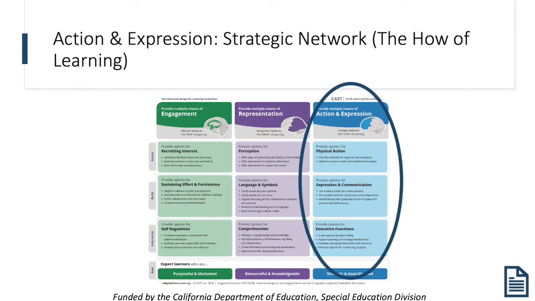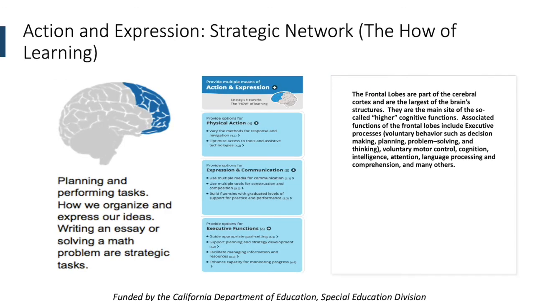Lastly, let's explore the principle of action and expression. The strategic network is found in the frontal lobe. This is the area of the brain responsible for planning and performing tasks. This is also the area of the brain responsible for problem solving and completing higher order cognitive tasks. To activate this area of the brain, we need to provide students with options for demonstrating what they know so we can develop strategic and goal-directed learners.